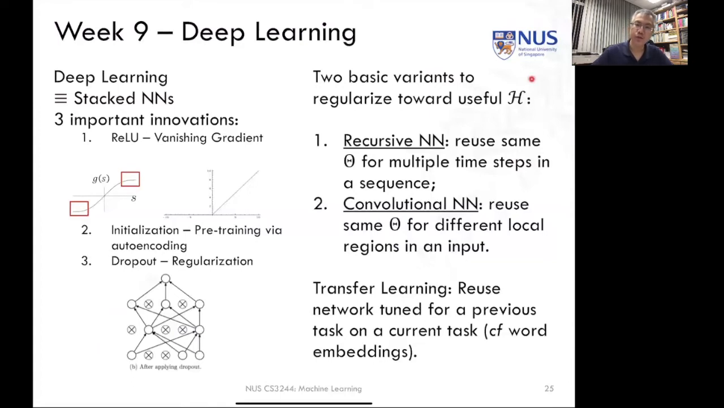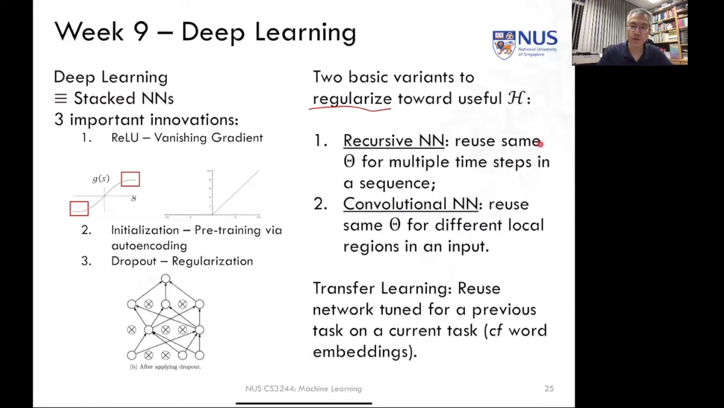We saw that there were two basic variants of neural networks in deep learning that we use a lot to regularize towards useful H's. By regularize, we mean to discard a number of weights so as to reduce the number of parameters needed to learn a useful neural network.